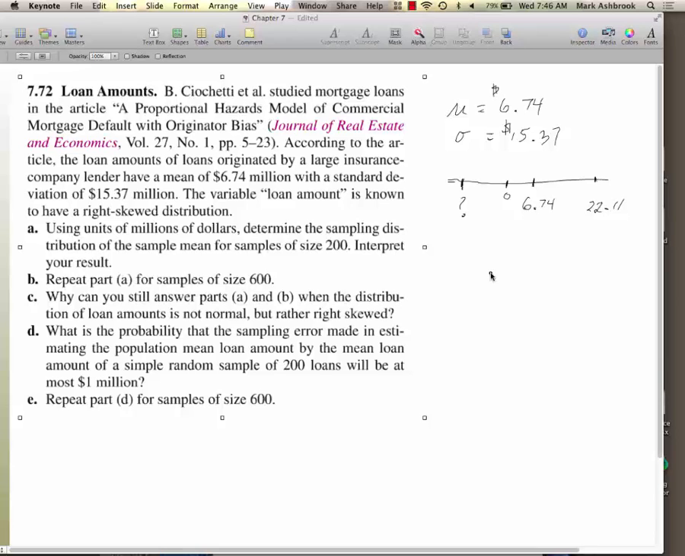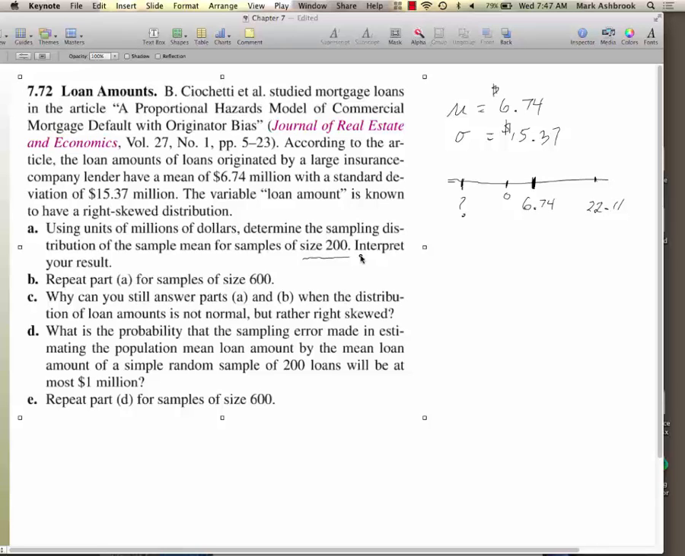But then how would this be possible? How would it be possible that we have a mean of 6.74 and a standard deviation of 15.37? What does that mean about the distribution? Yeah, we've got all these huge loans way bigger than 6.74, right? So the data is spread out. It's concentrated around maybe 6.74, but then we have some really big loans, and so they're spreading out the data, and so this is definitely going to have a huge right skew, right? Okay, but now we're going to do samples of size 200. So what about the distribution of sample means?